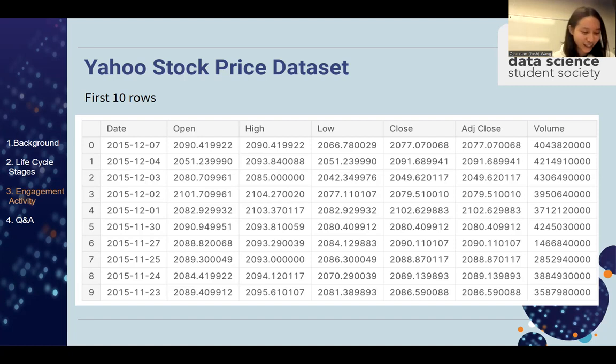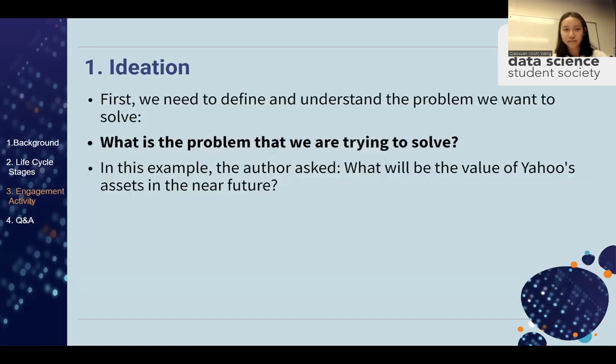Close is the closing price, which means the last price of a trade of the day. And adjusted close is the adjusted closing price, which refers to the price of the stock after paying off the dividends. And volume is the number of shares traded in the stock.